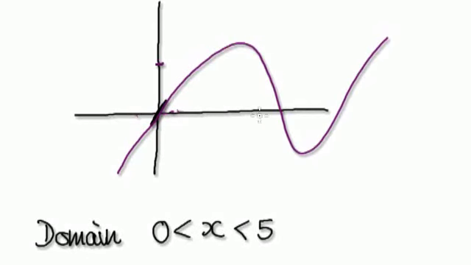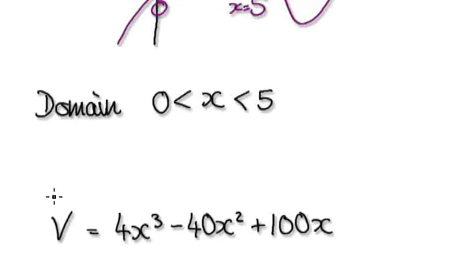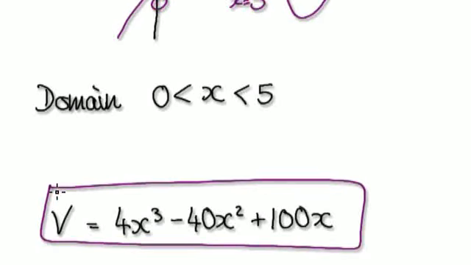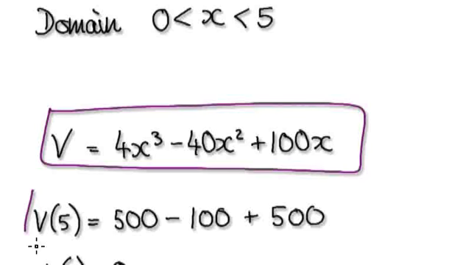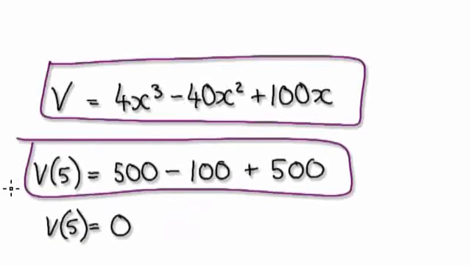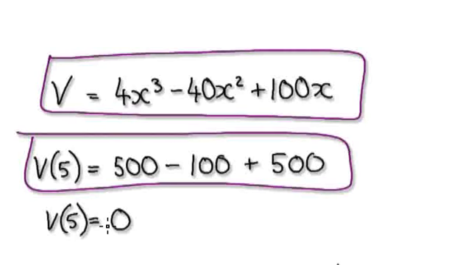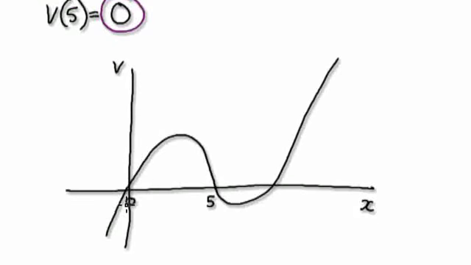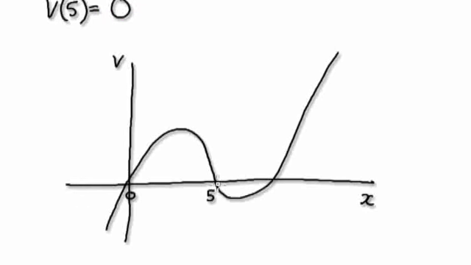Our domain here is between 0 and 5. Let's just check the value when x equals 5. The volume is given by this, and then v of 5 will be given by this. So when x equals 5, the volume will actually be 0. So now we know that our graph will look like this. We know it's going to be 0 here.